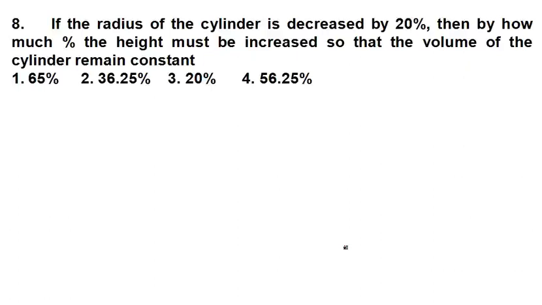If radius of a cylinder is decreased by 20%, then by how much percent the height must be increased so that the volume of a cylinder remains constant? Okay, good. So try it.